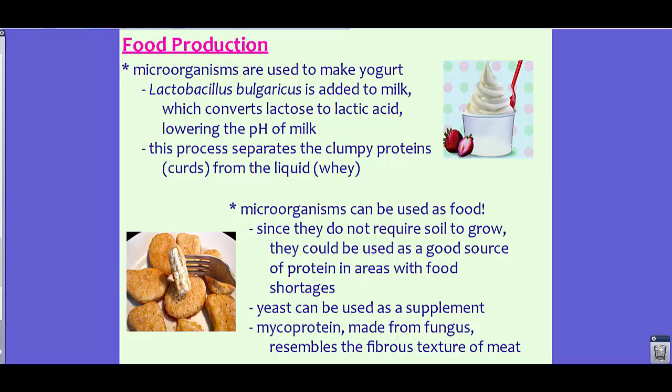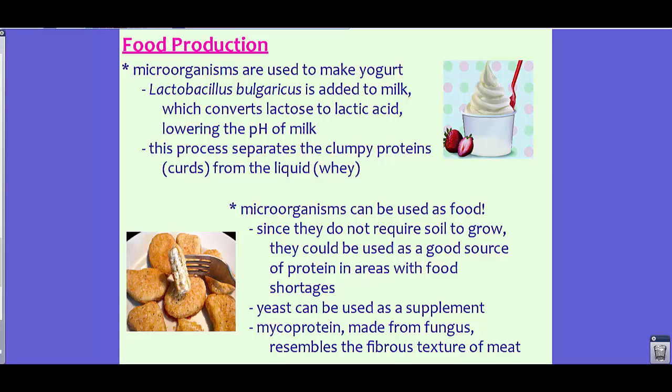So within food production, we use a variety of different things, not just meat and vegetables, but we also use microorganisms, and in many cases this could be bacteria, this could be a fungus, this could be anything. One of the food products that we probably eat is yogurt. We use microorganisms in order to make yogurt.